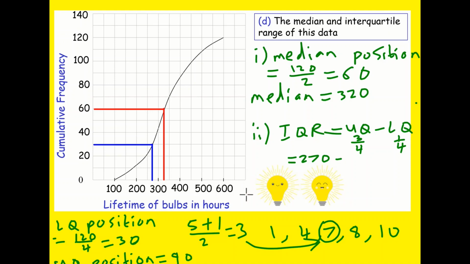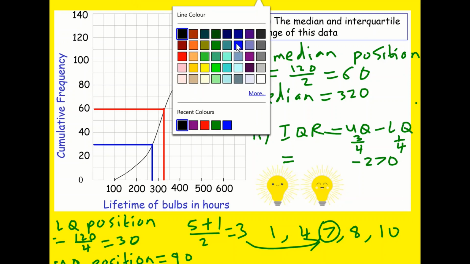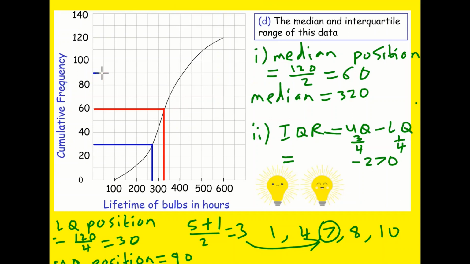I just did the lower quartile though, so it's going to be something minus 270. Okay, just make sure you don't get them mixed up. You'll spot if you get them mixed up, I think. All right, and then I've got the upper quartile. I'm going to read off from 90. Okay, just read off as accurate as you can. Is this 410 or is it 420? I'm going to go with 420.